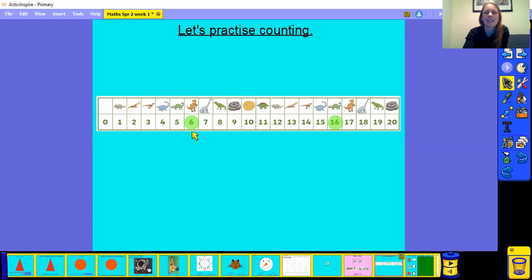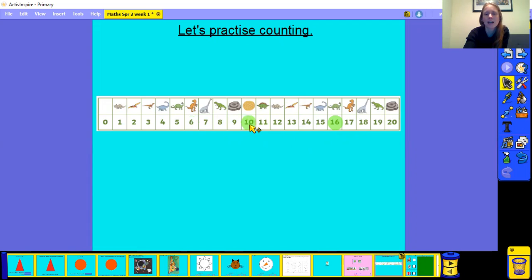Off we go. 6, 7, 8, 9, 10, 11, 12, 13, 14, 15, 16. Now let's count backwards. Remember, that means that our numbers are going to be getting smaller. Off we go. 16, 15, 14, 13, 12, 11, 10, 9, 8, 7, 6.